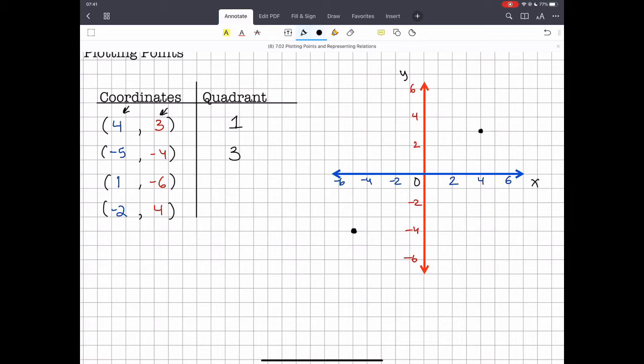For the third point, we're going to go to 1, -6. So this looks like it'll be a quadrant 4. So I start at the origin. I go over to the right to 1 on the x-axis, then down to -6. And that is quadrant 4. Finally, we've got -2, 4. So I go to the left from the origin to -2 and then up to 4. And that is in quadrant 2. And that's just how we graph on the coordinate plane.